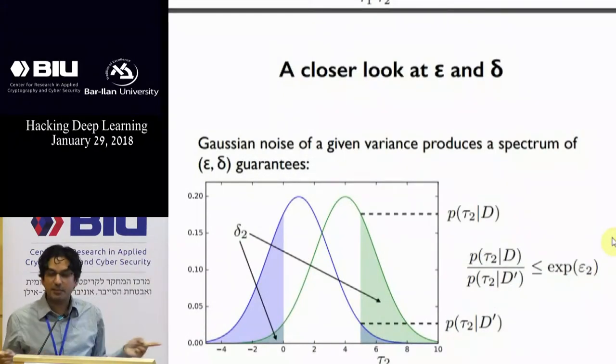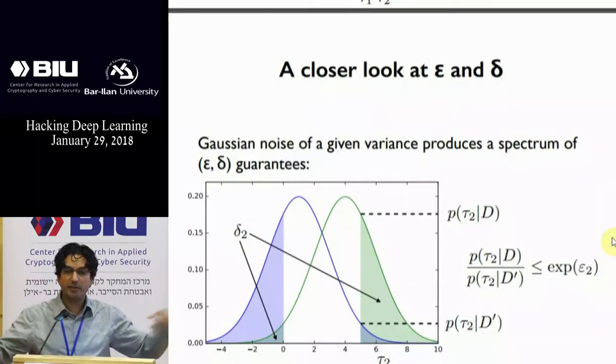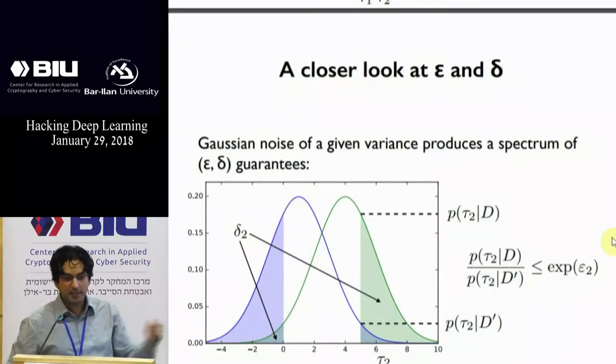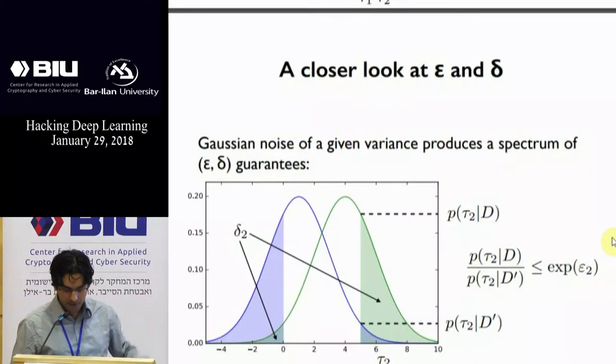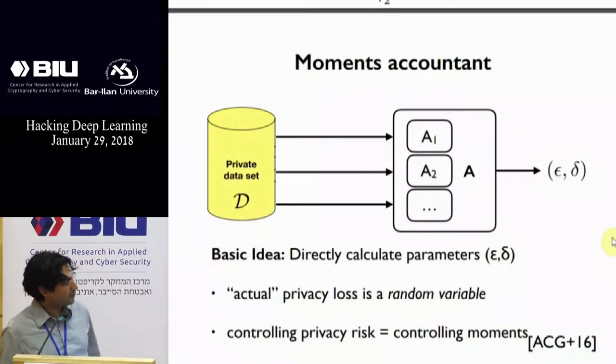I have complete flexibility though in where I choose to draw that line where I'm going to choose the outliers. So for a particular distribution, I could be guaranteeing many different pairs of epsilon and delta simultaneously. This is important because it allows us to do better accounting of the privacy risk if we actually look at the randomness generated in the algorithm. And that's the idea behind the moments accountant, which was mentioned earlier this morning.